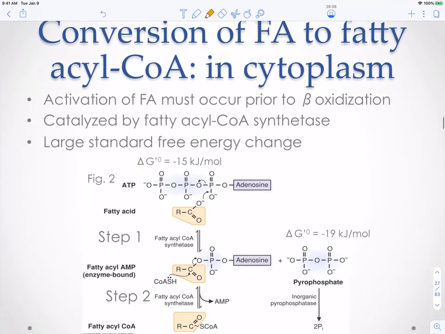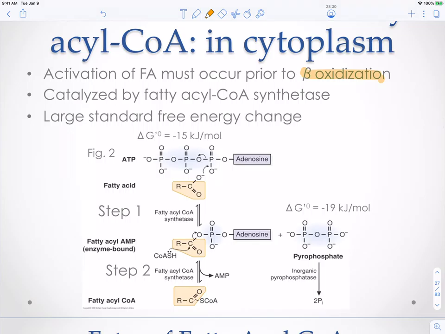Now, once you get your fatty acid inside of the cell, you have to activate it. And activation must occur in order for it to enter the mitochondria or the peroxisome, or even get to the ER. So activation has to occur before beta oxidation. The activation is going to occur by fatty acyl CoA synthetase.